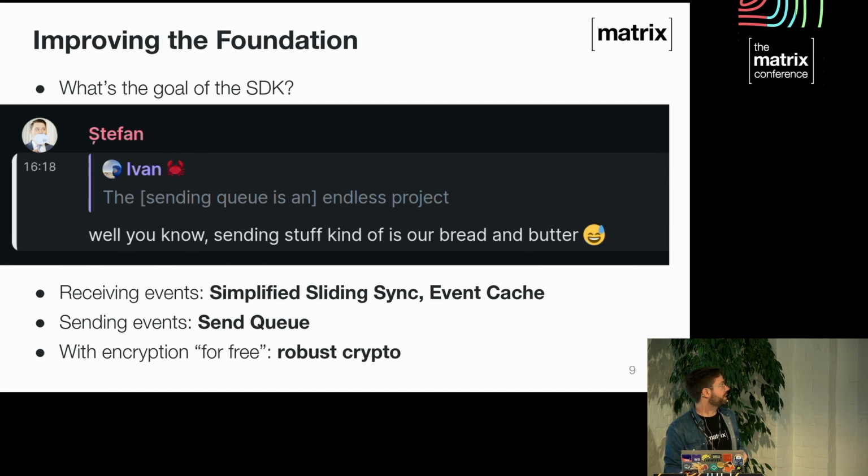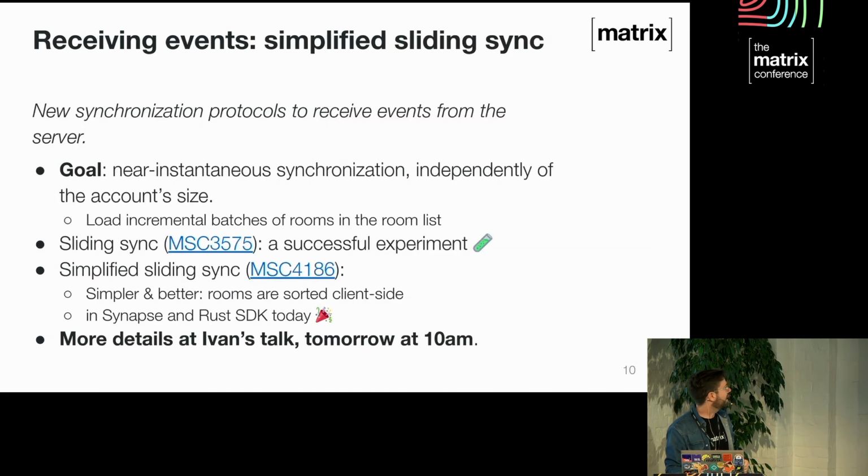All right, so what do we mean when we say we're improving the foundation? Well, let's get a bit of perspective and think about it. What is an SDK for? What is a Matrix SDK for? Here's code from my colleague Stefan, right there. Sending stuff is kind of our bread and butter. And if you extend that thinking just a bit, it's about sending stuff, doing interesting things with those events, and then receiving events, in any order. And in addition to that, you get encryption for free, and it's robust. So let's get to each of these parts one by one.